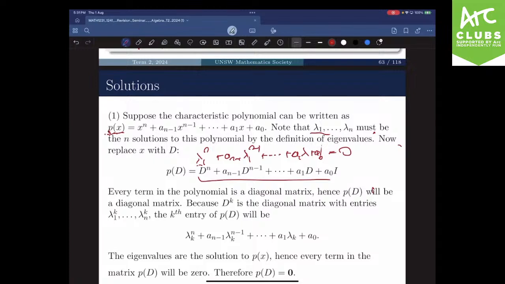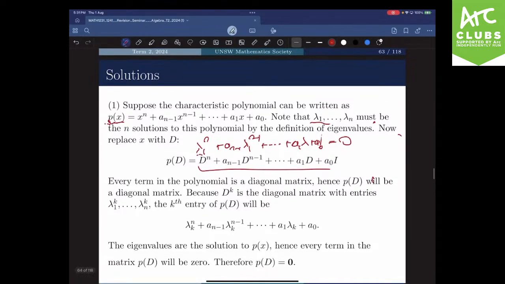Okay. We can use a similar argument to show that the second entry is also 0, and that all the entries on the diagonal are 0. And since all the entries on the diagonal are 0, our P of D is a diagonal matrix. We get that it's also the 0 matrix. So therefore, P of D is equal to 0. Do you understand?